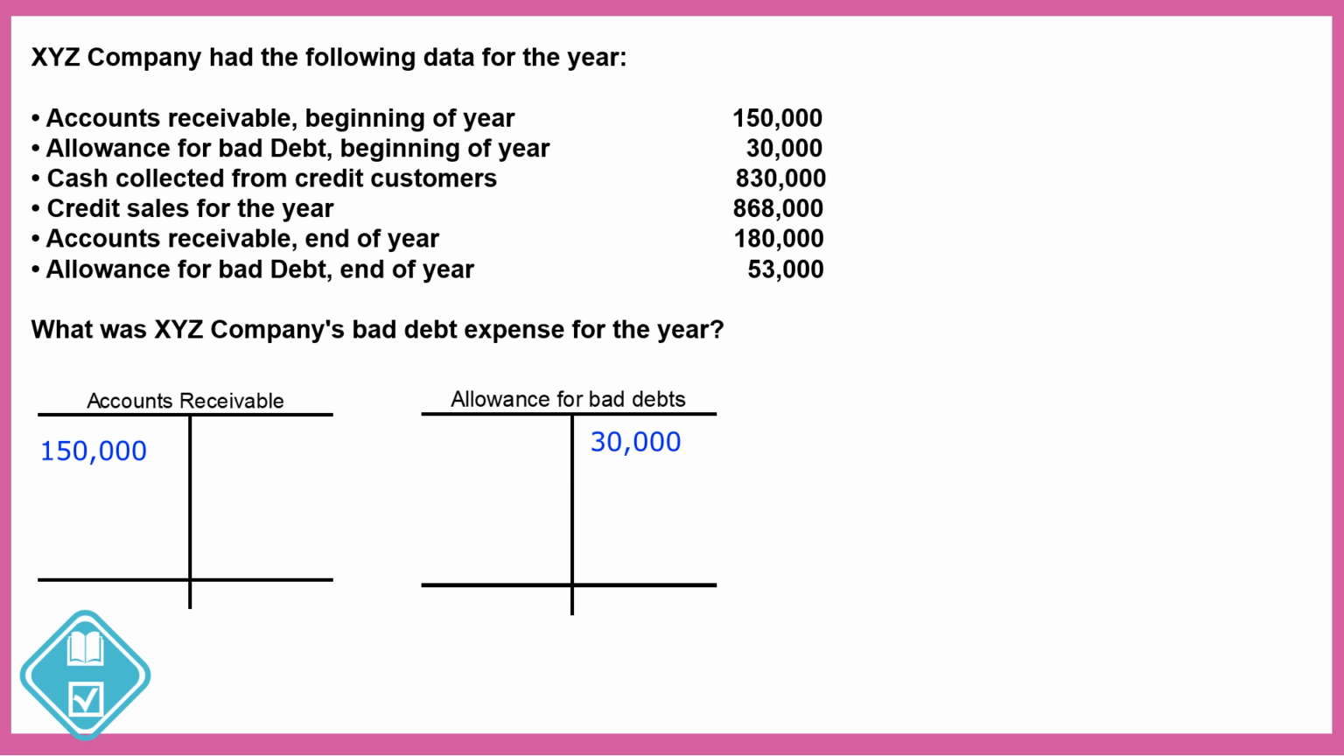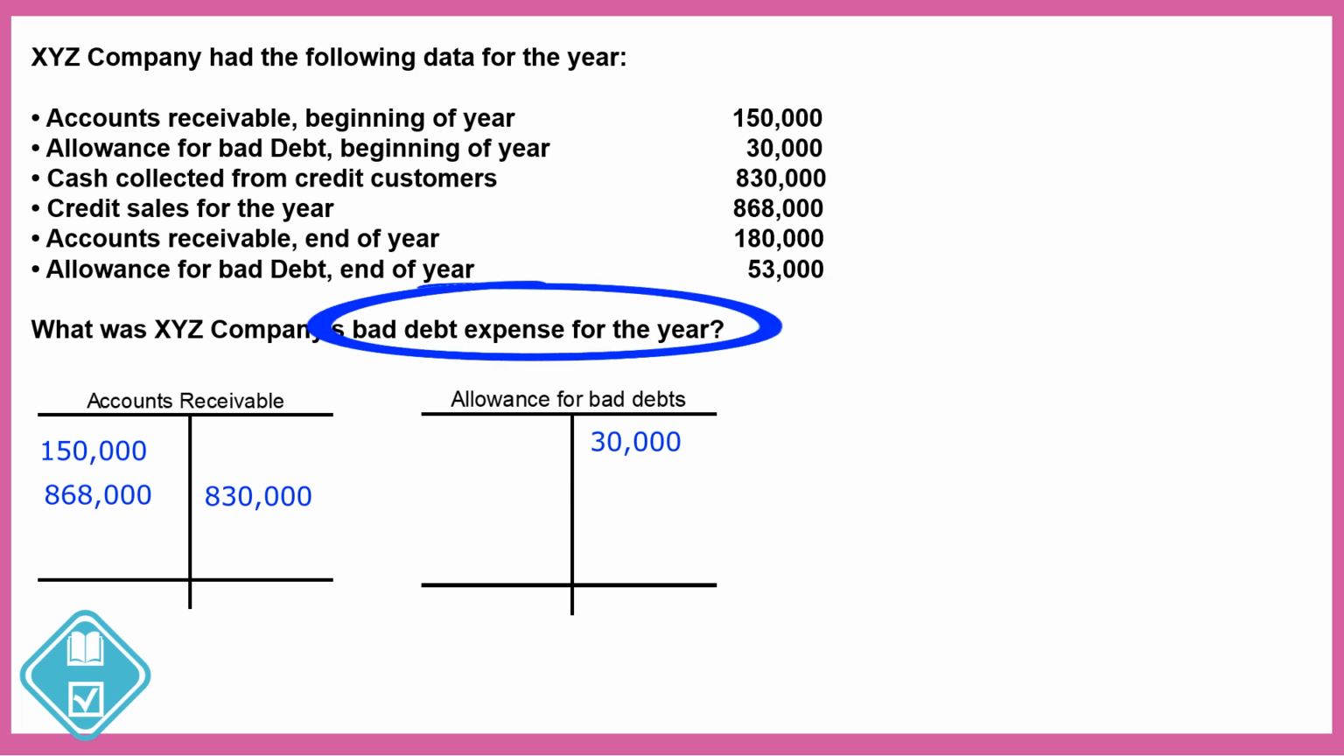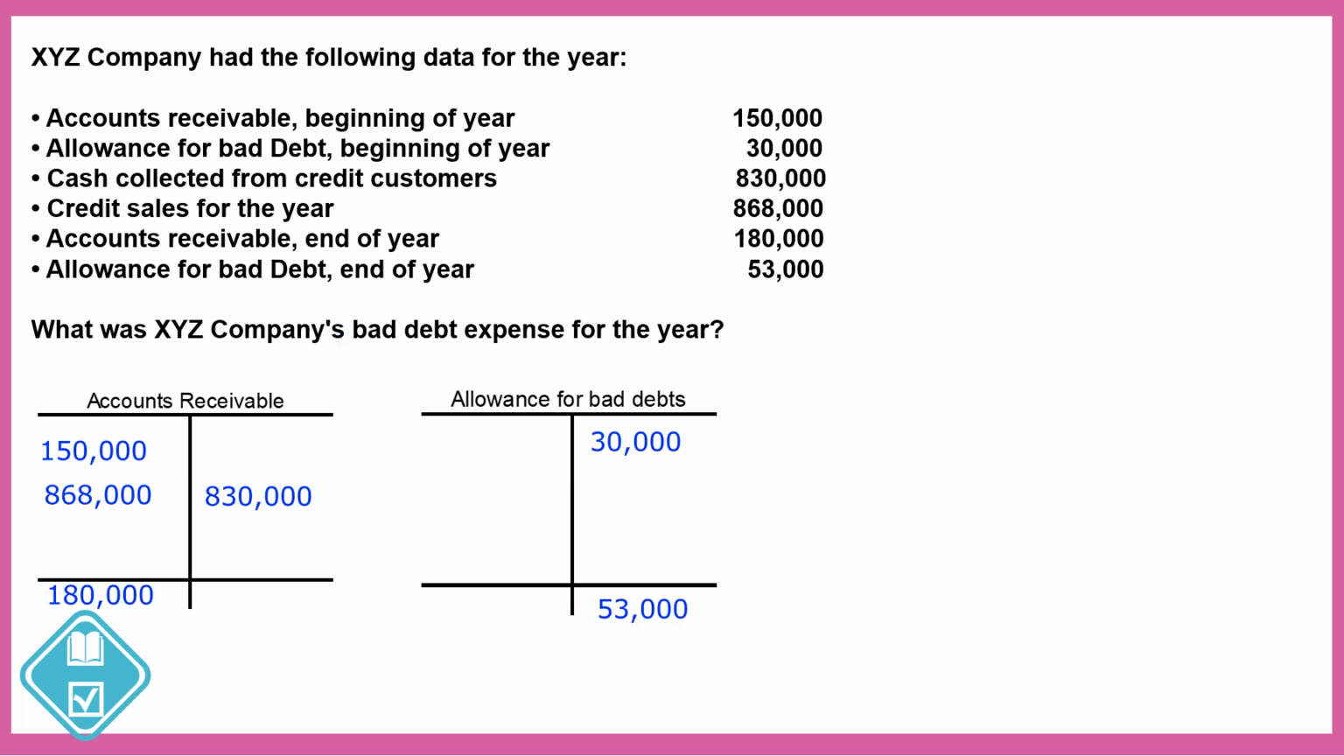Then they also tell me the cash collection and the credit sales for the year that both go in the accounts receivable. So we'll increase it by the credit sales, which is $868,000, and we'll decrease it with cash collections, $830,000. And then finally, they give us the accounts receivable at the end of the year and the allowance for bad debt at the end of the year, and it's asking me for bad debt expense. The ending balances that they provide are $180,000 for accounts receivable and $53,000 for the allowance.